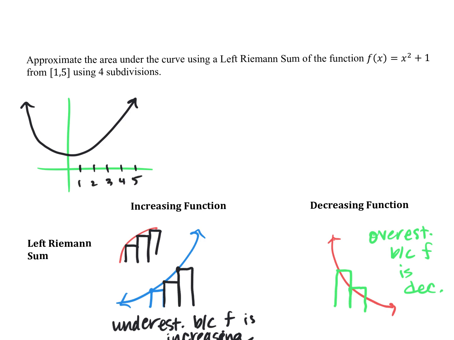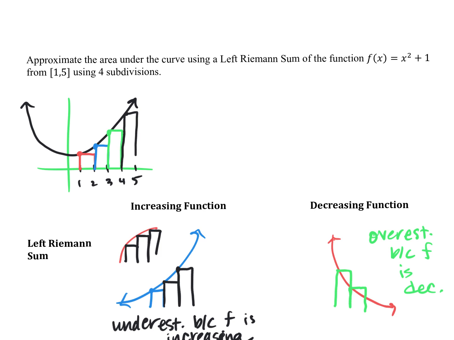And with only 4 subdivisions, right? So a left Riemann sum, if I went left, would I start at the 1 or the 2? Right, because that's the left-hand side. On the left-hand side, over, down. Left-hand side, over, down.